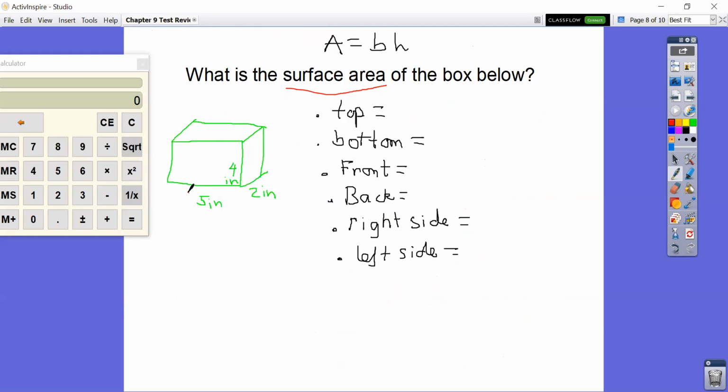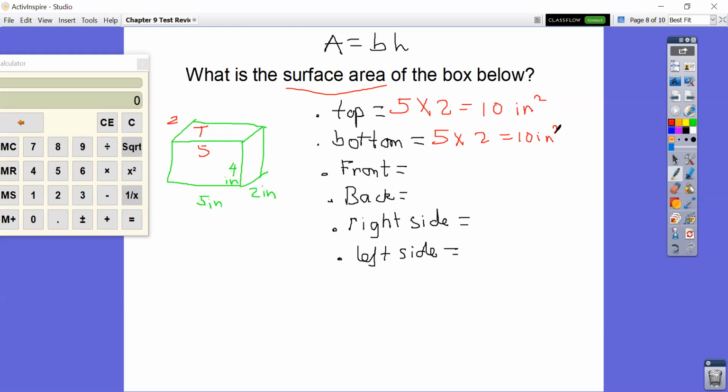So look at the top one, okay? This is my top area. What do I have? This is 5, this is 5, okay? Right here is 2, so this is 2, therefore this is 2. So I have 5 times 2, get 10 square inches. The bottom area is the same thing like the one on the top. Take 5 times 2. You get 10 square inches.